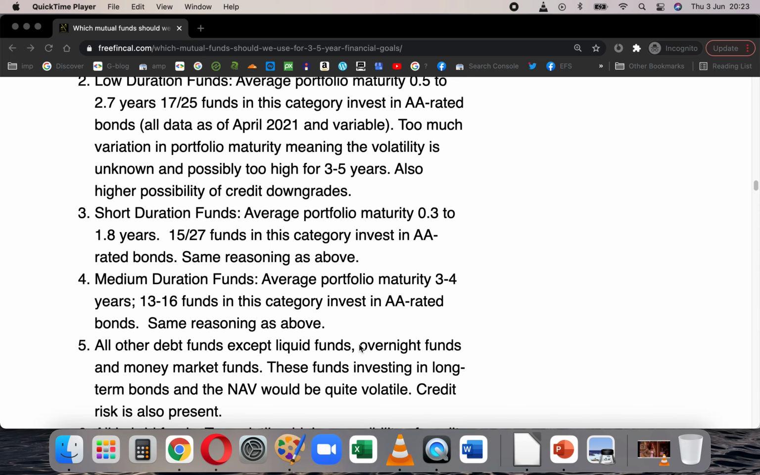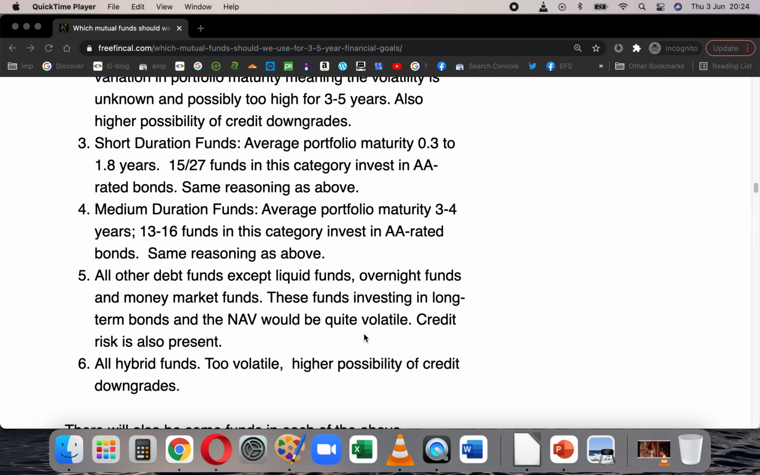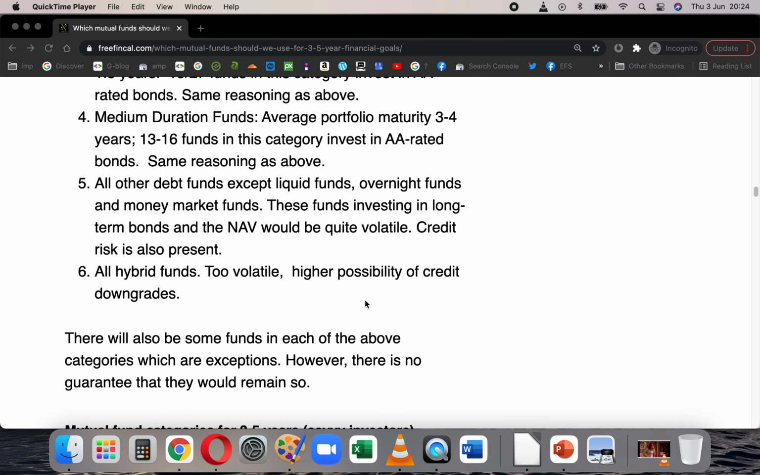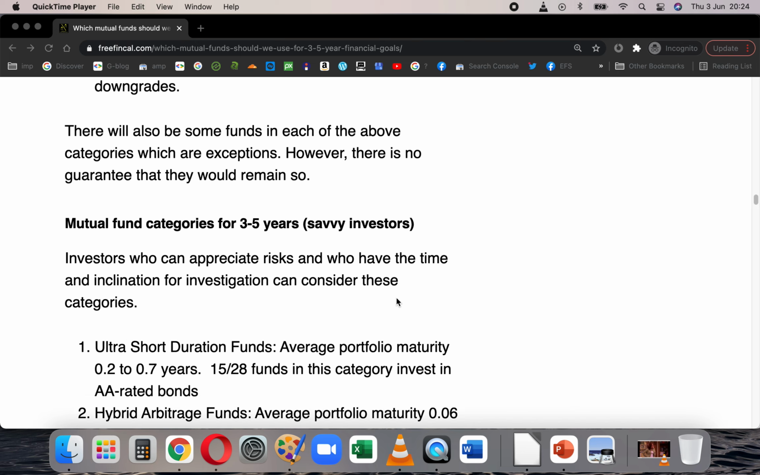There's something called medium duration funds. Please avoid those also, for the same reason. They have an average portfolio maturity of 3 to 4 years, and all of these invest in AA bonds as well. And so all other debt funds, except liquid funds, overnight funds, and money market funds, please avoid. All other debt-oriented hybrid funds you can avoid too. For the same reason, there will be too much variation in average maturity. There will also be the possibility of credit risk.